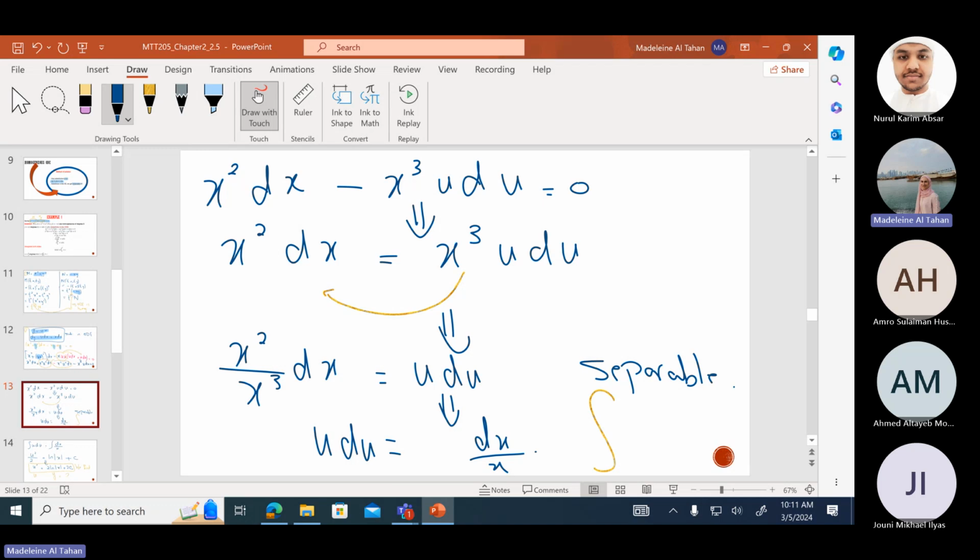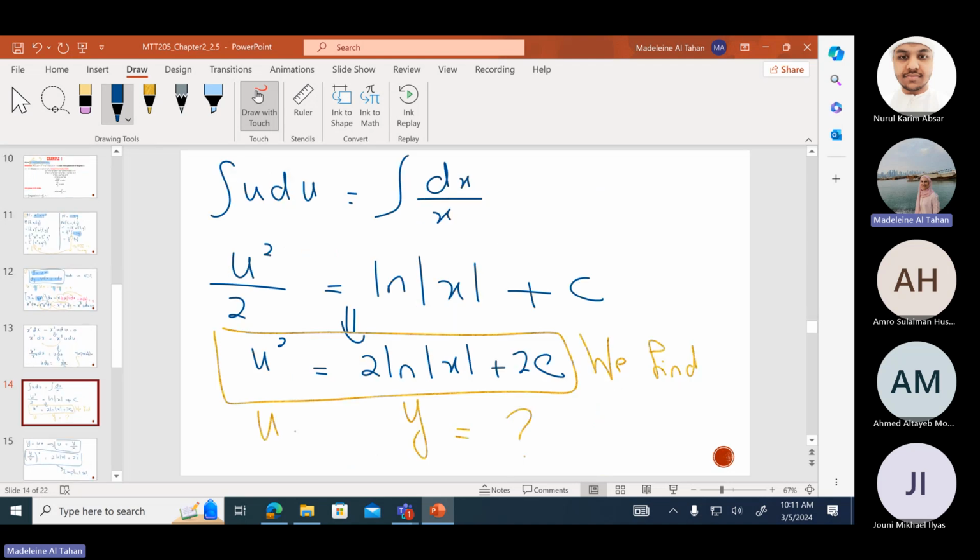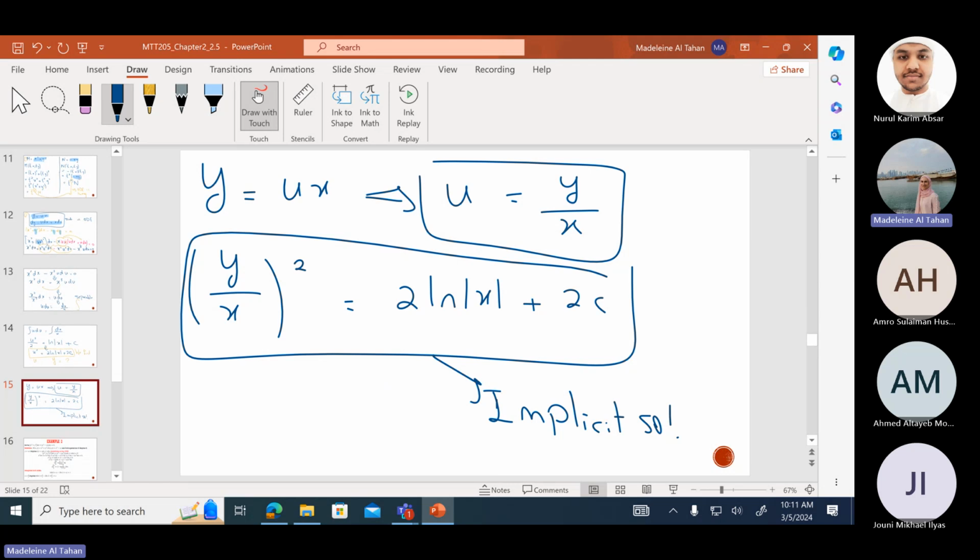For the separable equation, we put u and du on one side, x and dx on the other side. Then what did we do? Integrate. After integrating, we got u, but our main objective is to get what? Y. So instead of u, what did we put? Y over x. Why did we put y over x? Because y is ux. And then we found our solution. Do we have any questions before we proceed?